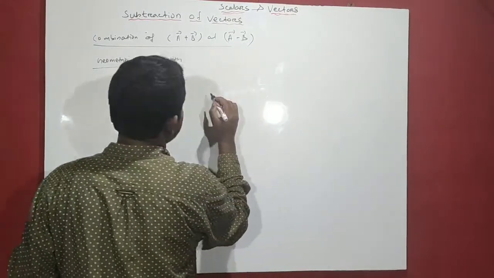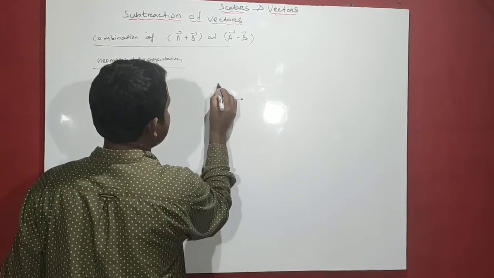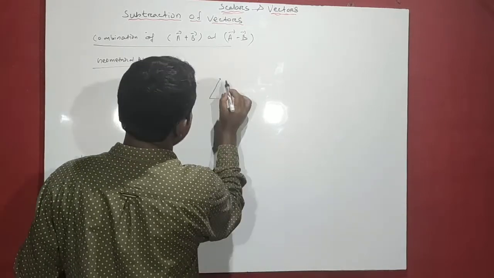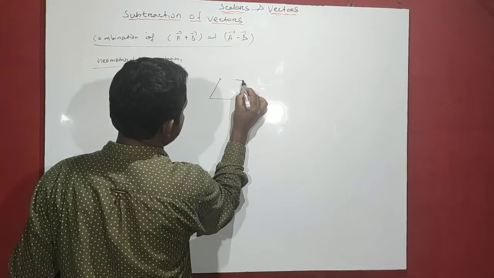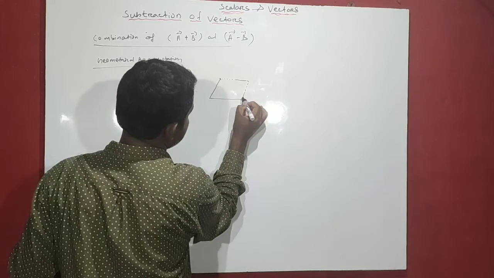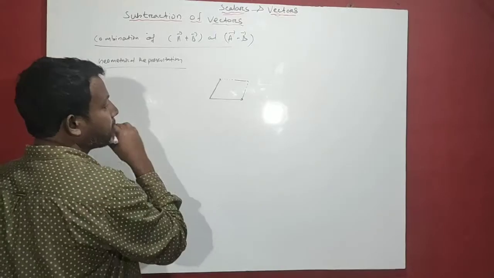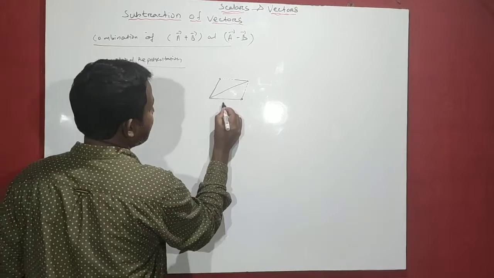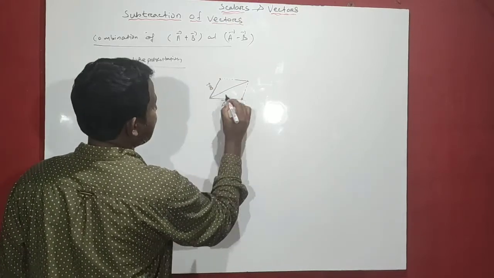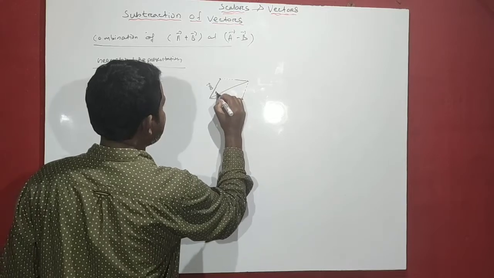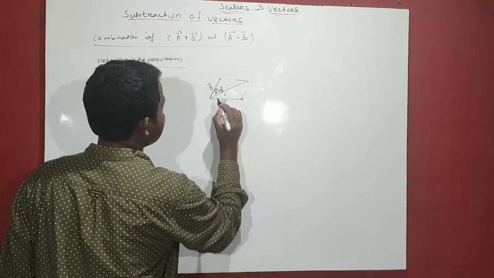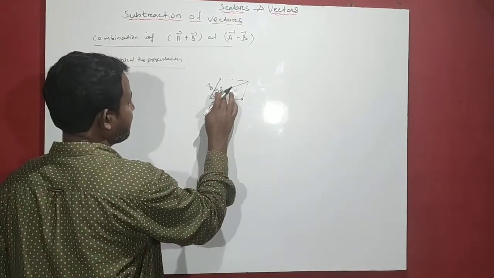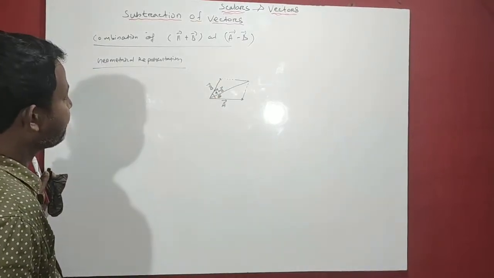Let this be A and this be B. Completing the parallelogram, we get the resultant A plus B. That means this is A and this is B, and this is A plus B. The angle between A and B is theta.